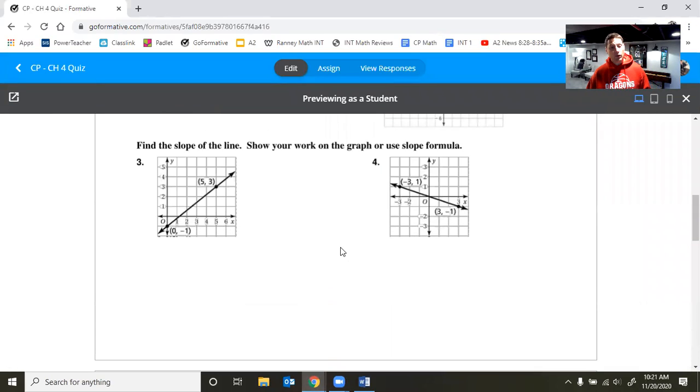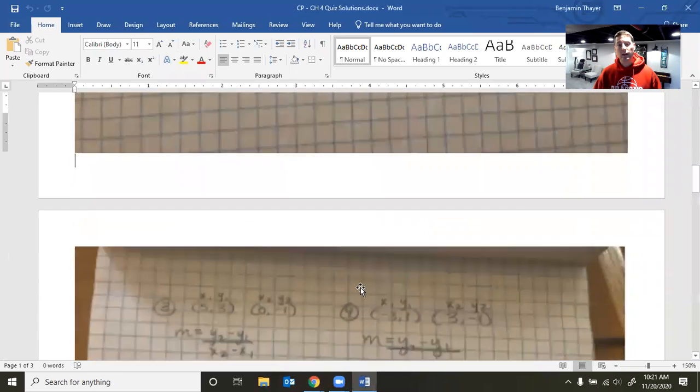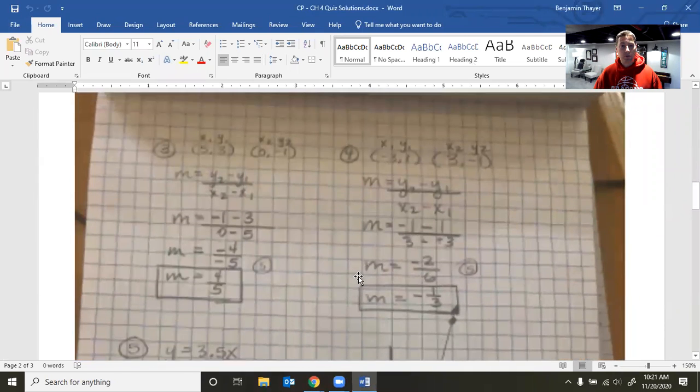Number 3 and 4 say find the slope of a line, show your work on the graph, or use the slope formula. So if you chose to show your work on the graph, you needed to copy down the graph and show me the vertical and the horizontal change. Alternatively, if you chose to use the slope formula, then you can demonstrate your work by writing out the slope formula for 3 and 4. So take a look here.